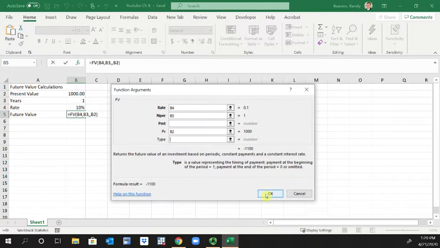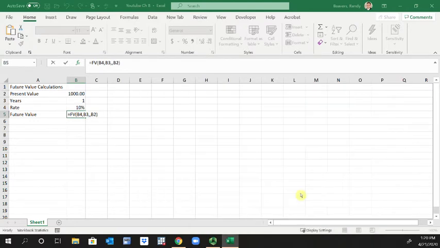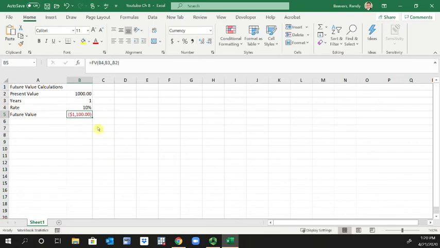So when you click OK, you get negative 1100. Now typically I don't like negative answers, so I'll put a minus in front of that. What this means is that $1,000, if I deposit in a savings account for a year that pays 10%, I should expect to have $1,100 in the account after a year.